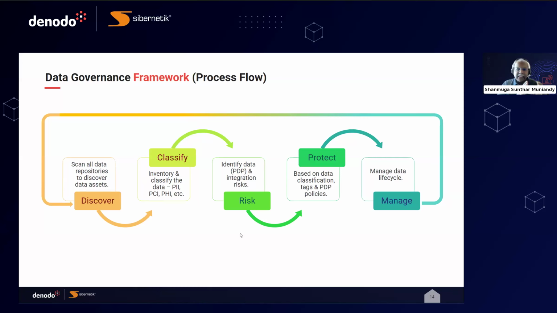Now, we understand this very clearly, right? It is a very clearly defined framework, but why is it so important? It is a challenging task for organizations to really enforce this. Jad, if you can go to the next slide.